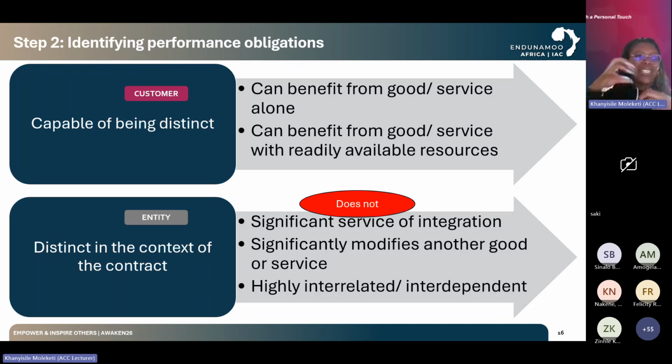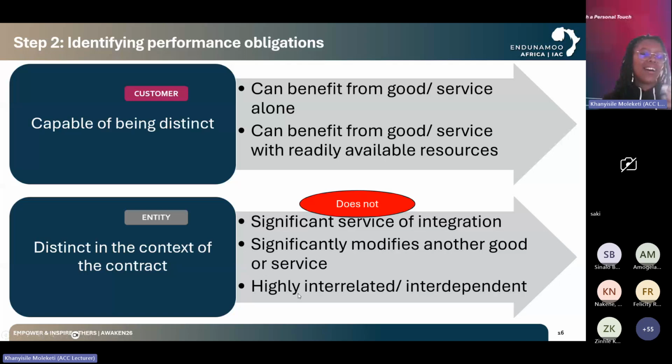Do these goods significantly modify another? So does the car modify the service? No. A service plan is a service plan, whether I've got the car or not, whether you buy this car from this dealer or not. The car's the car. If I'm buying a BMW, the BMW will be a BMW whether I buy the service plan or not. The entity can't do anything about that. So the service plan is not going to modify the car.